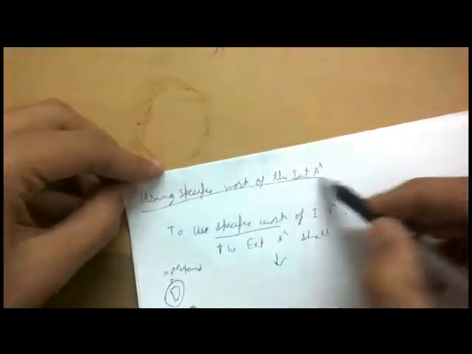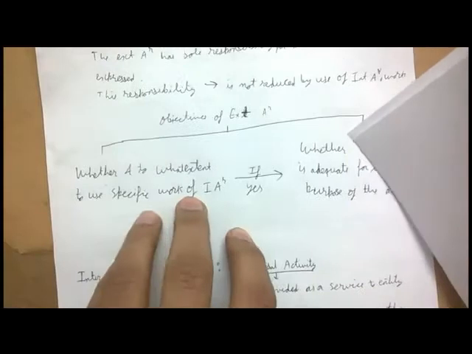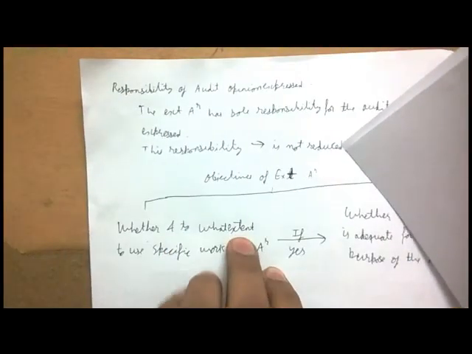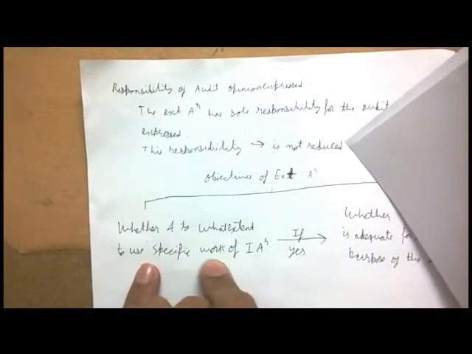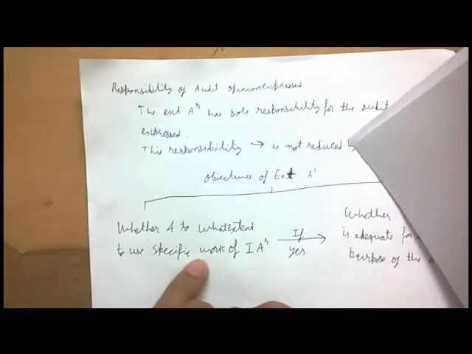Now we come to using a specific work of the internal auditor. What do we have to do? See, in the objective, we were talking about whether and to what extent to use the work of the internal auditor. Which work? The specific work. Now, the same thing we are going to discuss over here, using the specific work of the internal auditor. What the auditor has to do when he is using the specific work of the internal auditor.